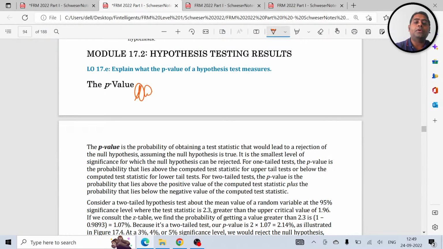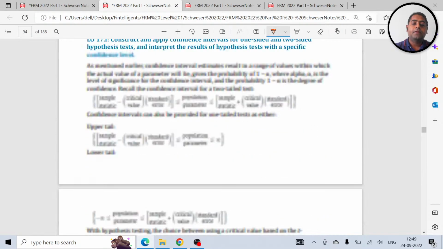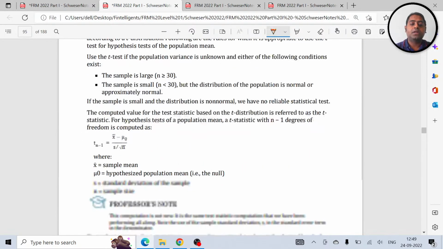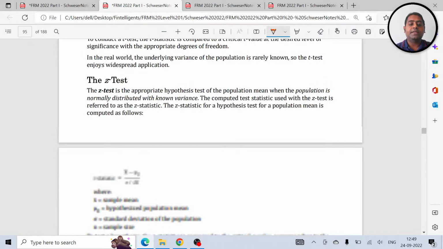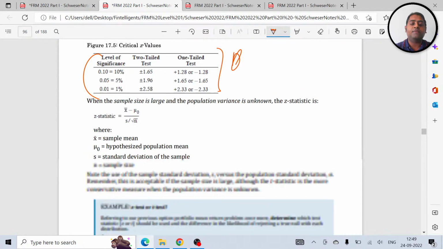P-value, very, very important. From the linear regression chapter perspective, also very, very important. Everything related to p-value is important. This diagram also. Confidence interval is okay. T-test, Z-test, repeat. This table is important. Please make sure that you are comfortable with the table.